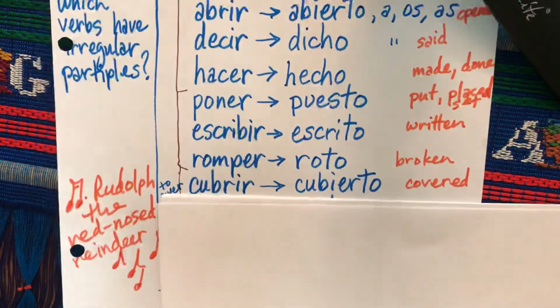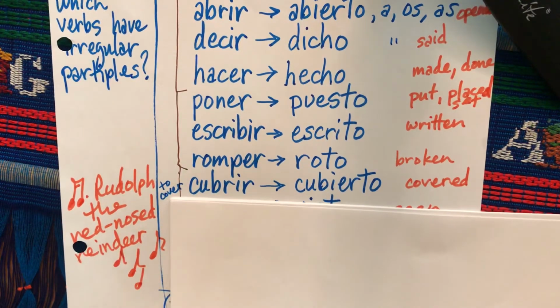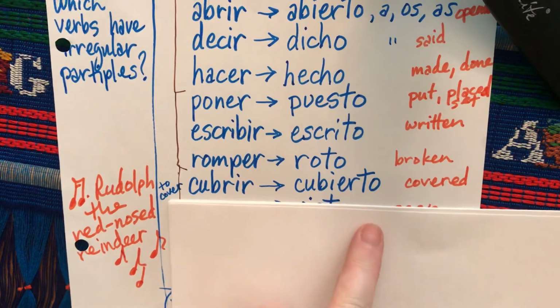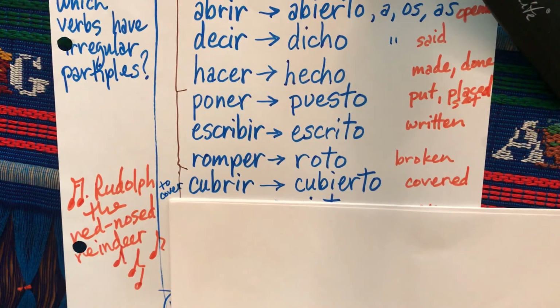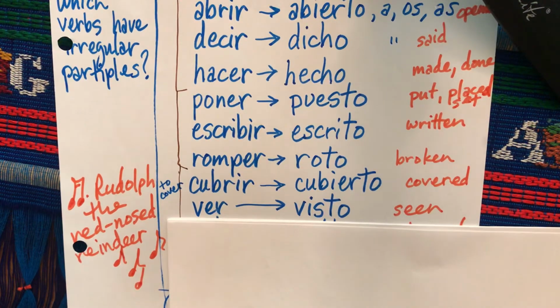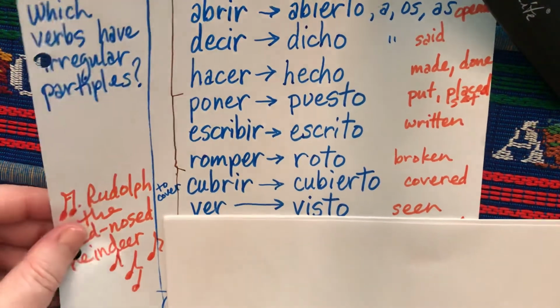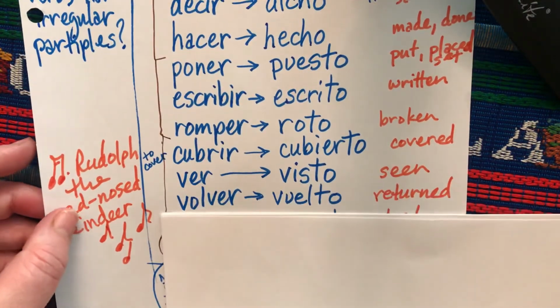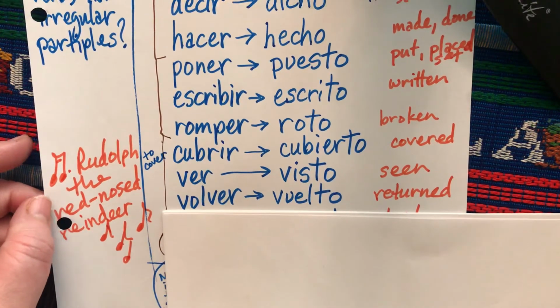Here's the next one. Cubrir becomes cubierto. I don't think we've had cubrir yet. It's to cover. We've had descubrir, to discover. So the participle here would be descubierto, discovered. So I could say like una sorpresa descubierta, a discovered surprise. There's another one. Ver becomes visto. See, hasta la vista. See you later. Visto is the participle. And then we have volver, vuelto, returned.